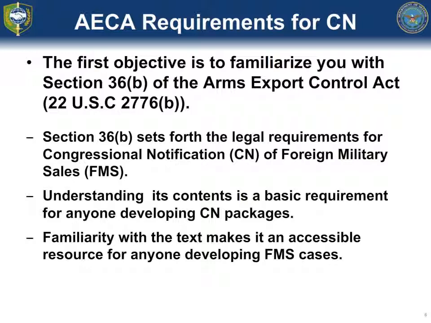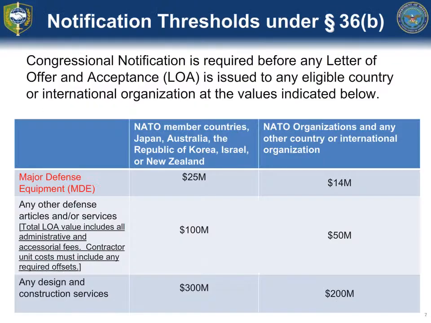It's Section 36B that sets forth those legal requirements, and understanding what it requires is a basic necessity for anyone developing congressional notification packages. So Section 36B requires congressional notification before any LOA is issued to an eligible country or international organization at the values indicated below. And it's important to note that the congressional notification is tied to a specific letter of offer and acceptance. So the thresholds for notification values are for NATO member countries, Japan, Australia, Korea, Israel, or New Zealand, commonly referred to as NATO plus 5.